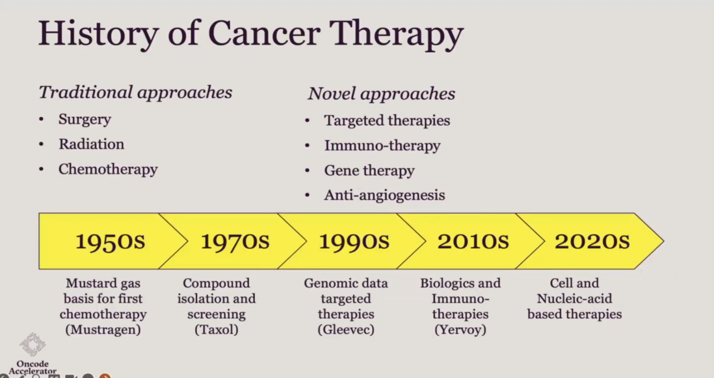I will start with a very brief history look back at how things have started with cancer therapy, and then take you through the current developments. As you all know, with the traditional approaches, surgery has been there for a very long time before any of the other therapies were available. And the traditional approaches were mainly surgery, radiation, and chemotherapy.